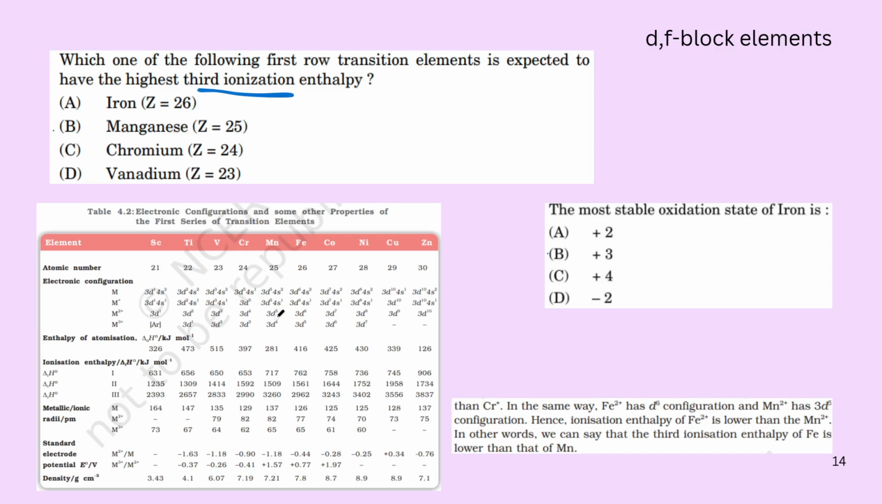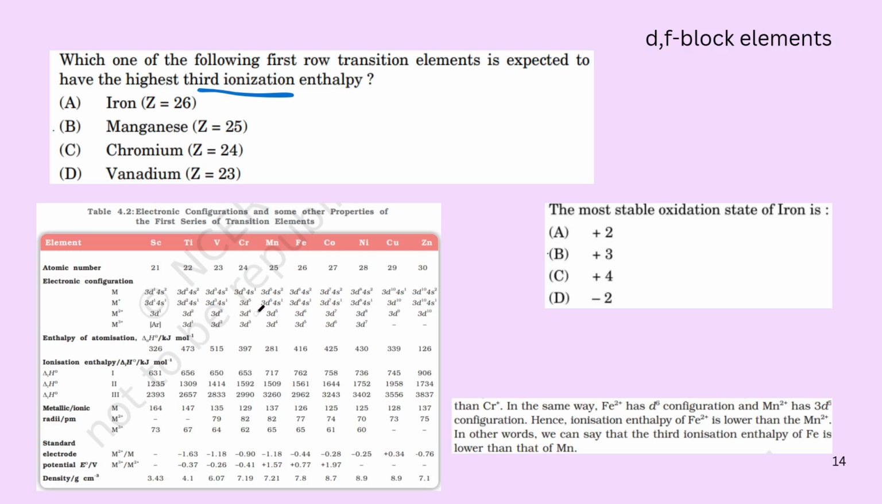When they have half-filled orbitals, they don't want to let that go. Because it's going to be difficult to remove that one electron from a half-filled orbital, that in turn implies that the third ionization enthalpy is going to be high for manganese.